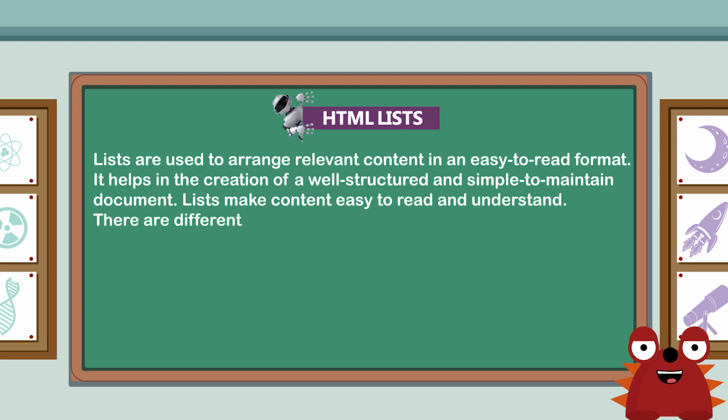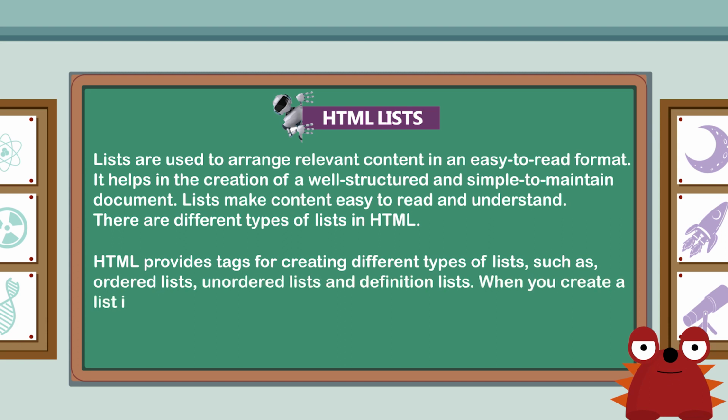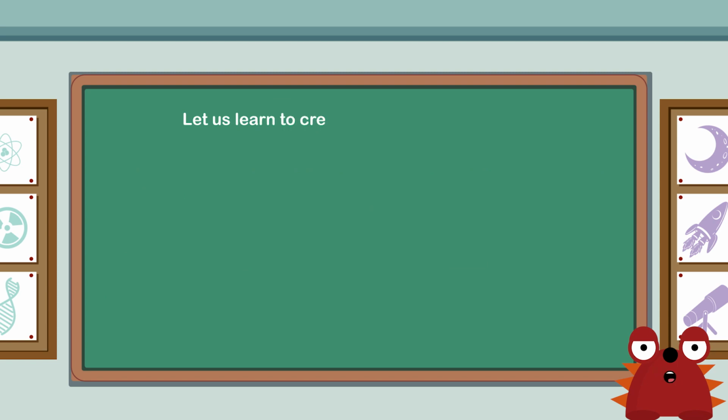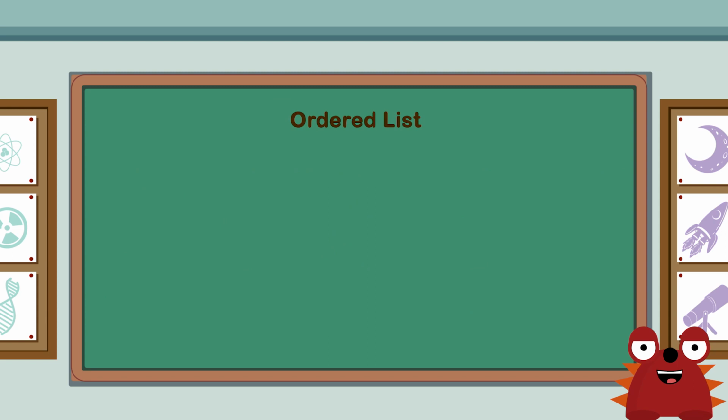There are different types of lists in HTML. HTML provides tags for creating different types of lists such as ordered list, unordered list, and definition lists. When you create a list inside another list, it is called a nested list. Let us learn to create these lists one by one, starting with an ordered list.